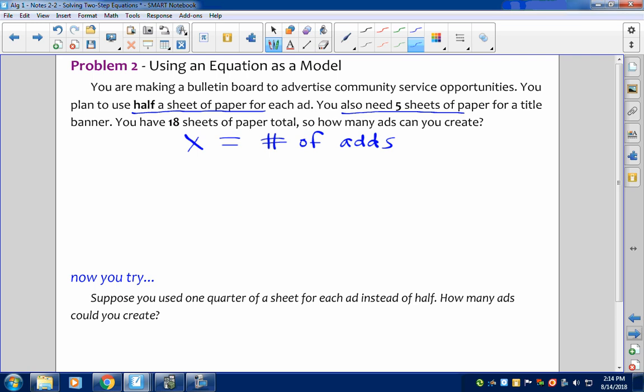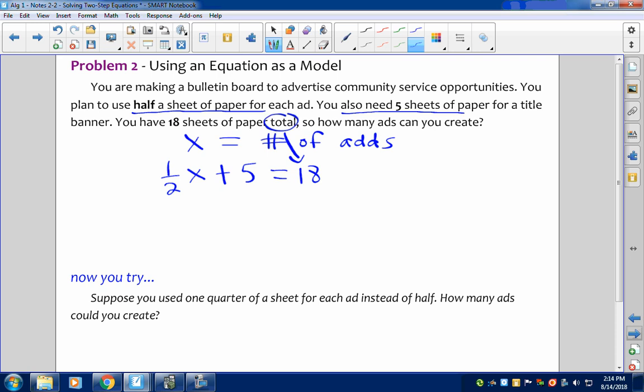Half a sheet of paper for each ad, so it would be 1/2 of x, plus the 5 sheets of paper you need for a title banner. So all this takes care of the two-step equation part, and that gives me a total of 18. The total will go right there. And then it's just like the problem you just did. It is in 2 steps.